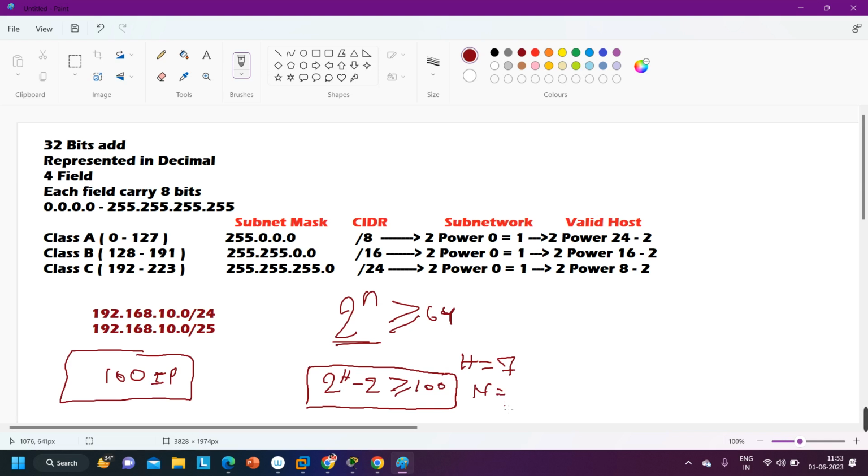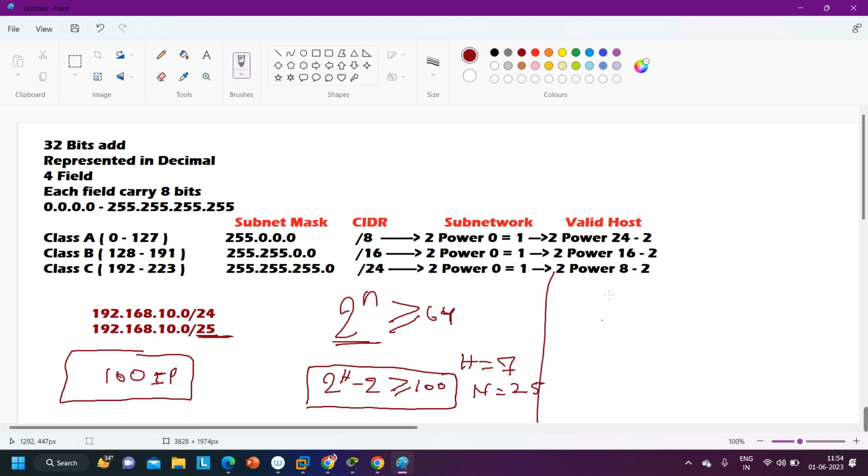Okay, if h is 7, then what will be n? Total number of bits is 32, so 32 minus 7 will be what? 25. Right? That means here you need to use what slash value? 25. Yes or no? Okay.